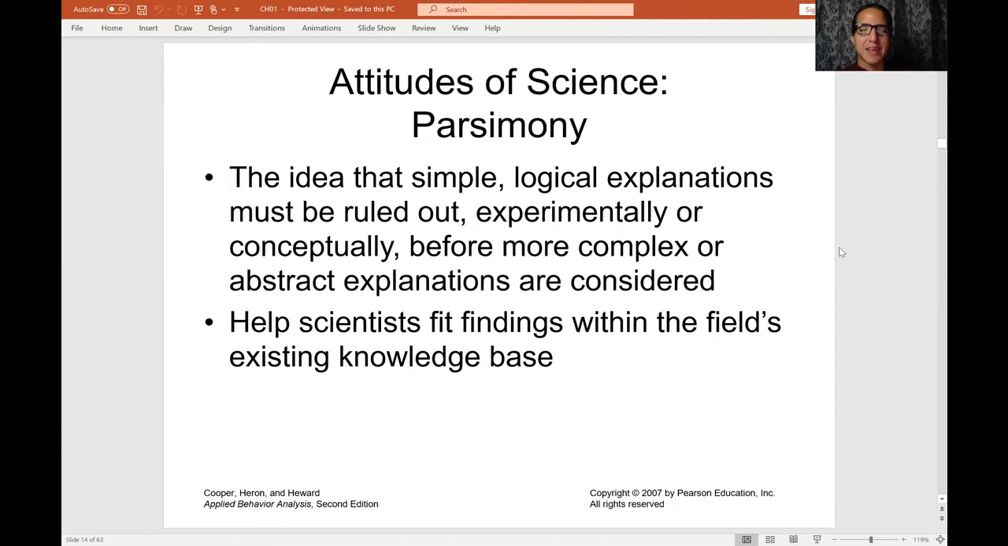Parsimony is the idea that simple, logical explanations must be ruled out experimentally or conceptually before more complex or abstract explanations are considered. So it helps scientists fit findings within the field's existing knowledge base. In other words, you want to rule out the most simple explanation before finding very complex or abstract explanations.